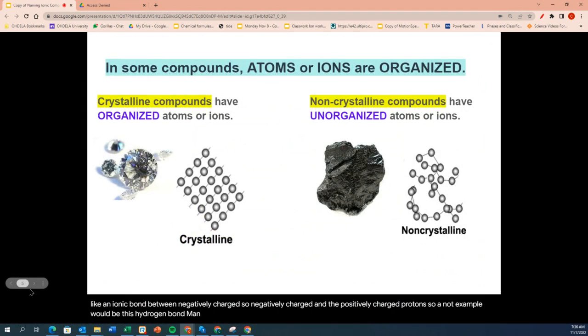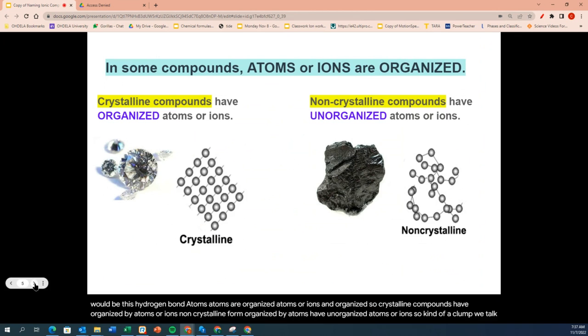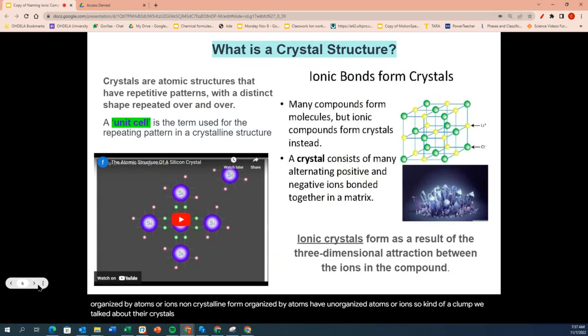Atoms or ions are organized. So crystalline compounds have organized atoms or ions. Non-crystalline forms have unorganized atoms or ions. So kind of a clump we talk about there. Crystals are atomic structures that have repetitive patterns and a distinct shape repeated over. The unit cell used in the repeating pattern is in the crystalline formula.